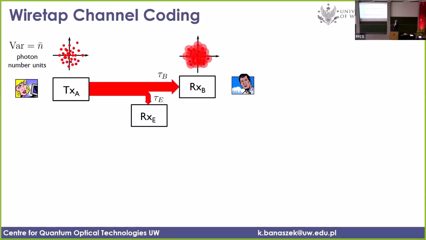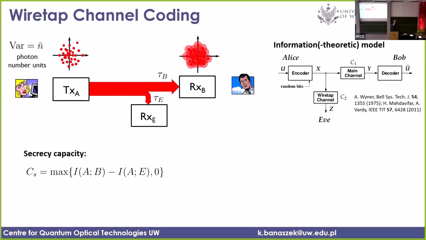So when it comes to PLS, one very simple scenario is when the eavesdropper receives less of a signal than the legitimate users, and we know the wiretap channel technology.